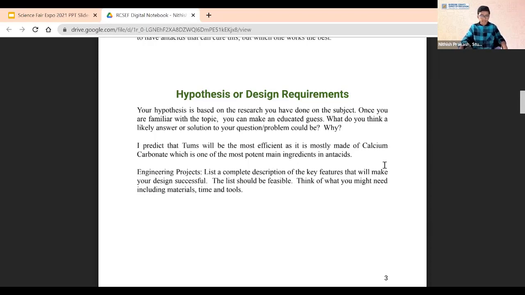And if you're an engineering project, you need to do your design requirement, just a complete list of key features. It needs to be feasible or affordable, and you need to list your material, how much time you need, and what tools you need. So next slide, please.